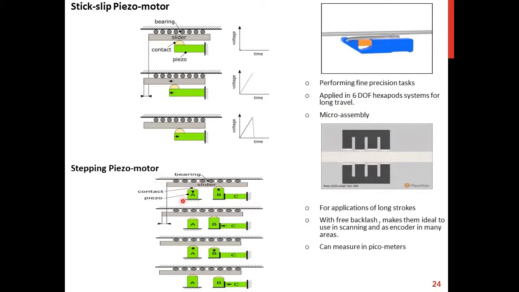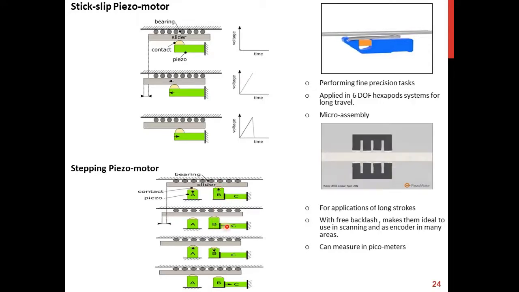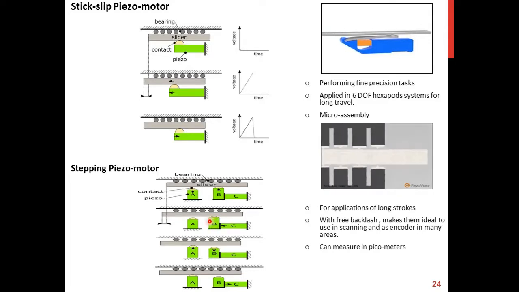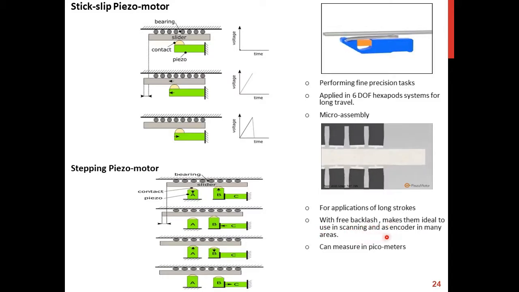The stepping piezo motor consists of 3 actuators. C is involved for the translation motion, where B makes contact with the slider. When C moves outwards, B makes contact with it. In the other case, A makes contact. In this way, a walking phenomenon is observed. It is used for long strokes, and being free of backlash makes it ideal for scanning and as an encoder in many areas, and also used in picometers.